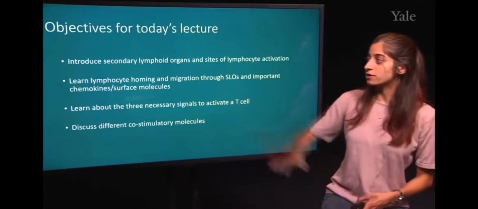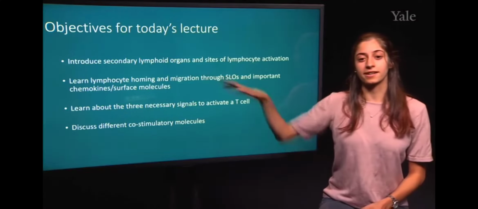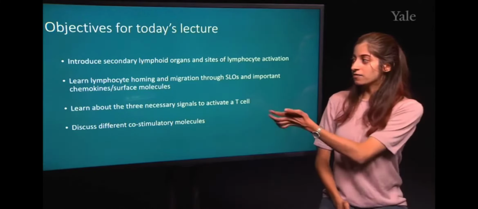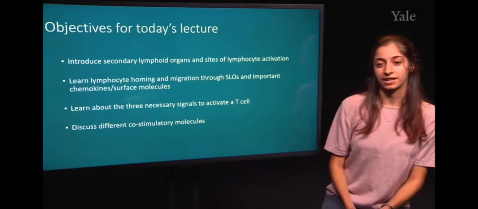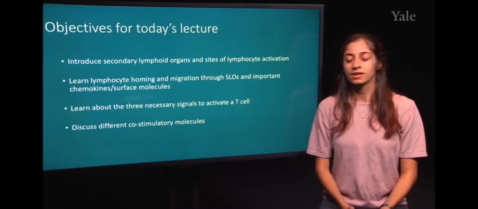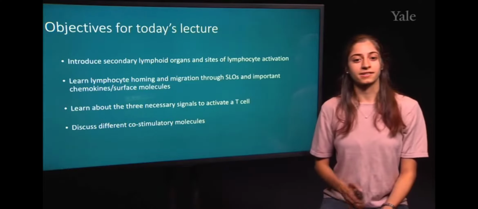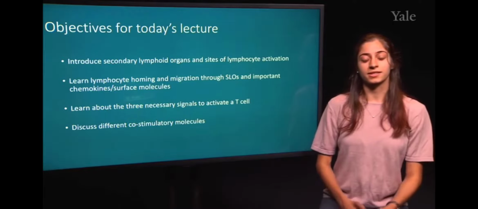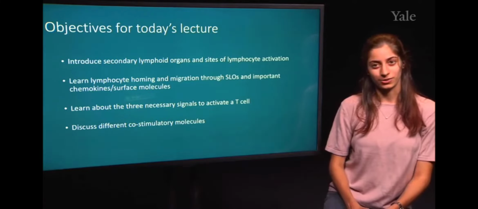First, we're going to introduce secondary lymphoid organs and sites of lymphoid activation. Then, we will learn about lymphocyte homing and migration through secondary lymphoid organs and important chemokines and surface molecules. Third, we will learn about the 3 necessary signals needed to activate a T cell. And finally, we will discuss different co-stimulatory molecules.